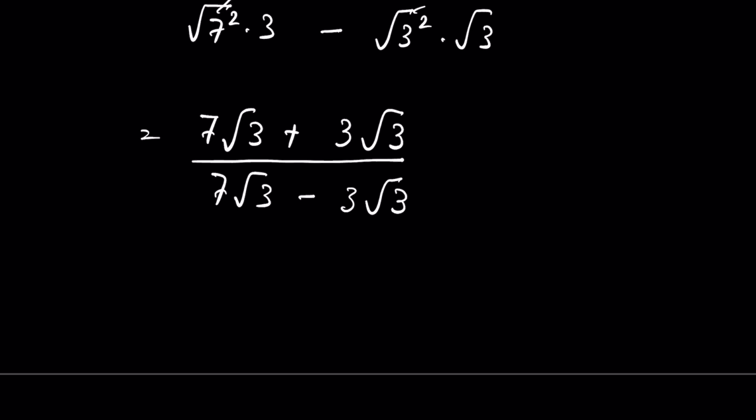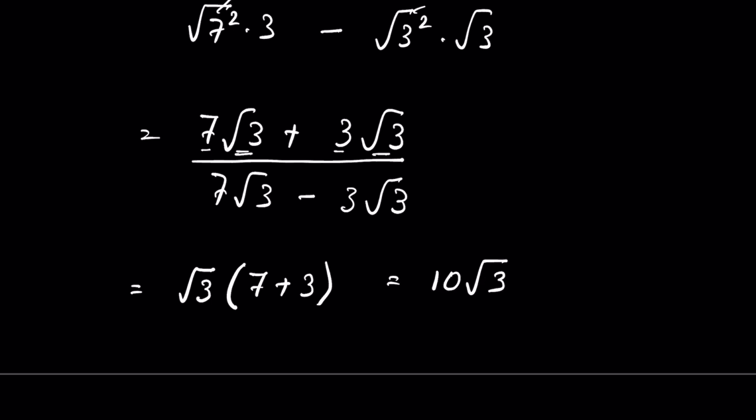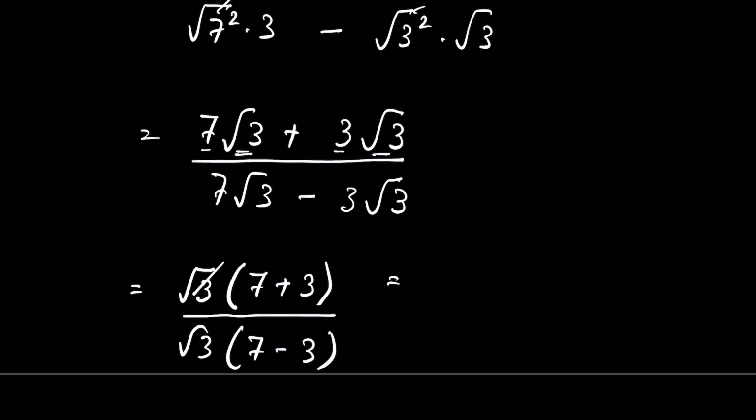Now, when the radicals are the same, we can add the digits that are outside the radicals. Or you can understand it like this: we take the radical common here, square root of 3, and then write 7 plus 3. It means you can write it as 10 times square root of 3. Then upon here also we can take square root of 3 common and write 7 minus 3. Now we can cancel this square root and this square root. So it is 10 upon 4. Now divide by 2.